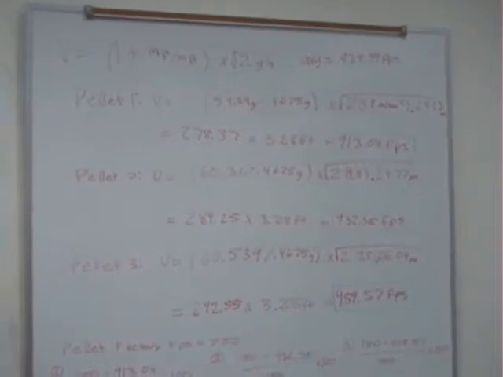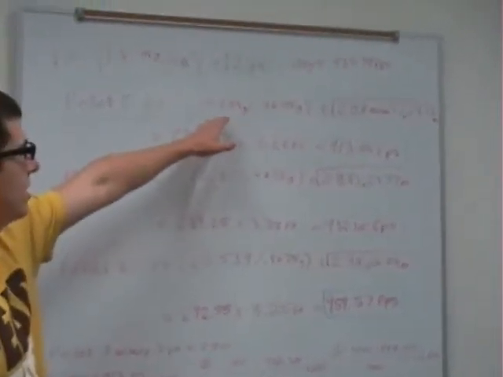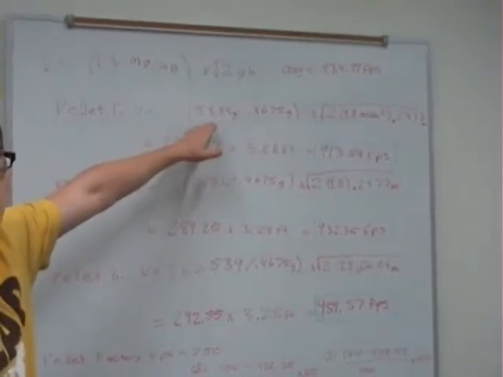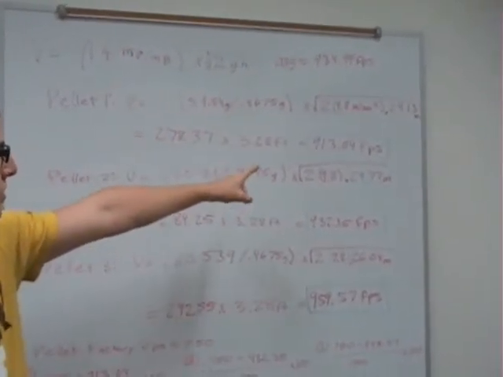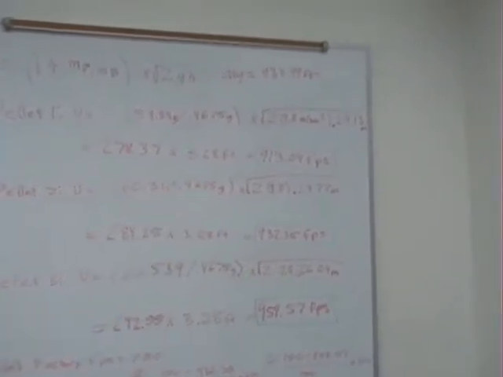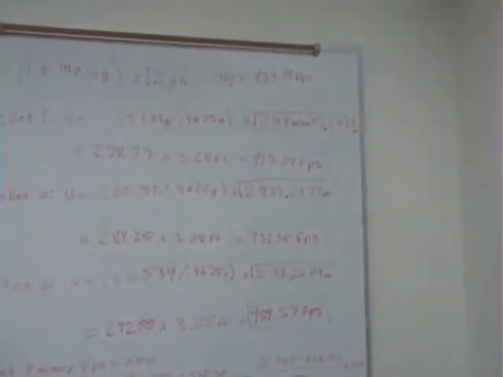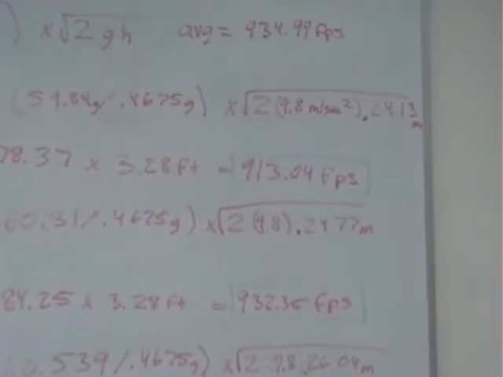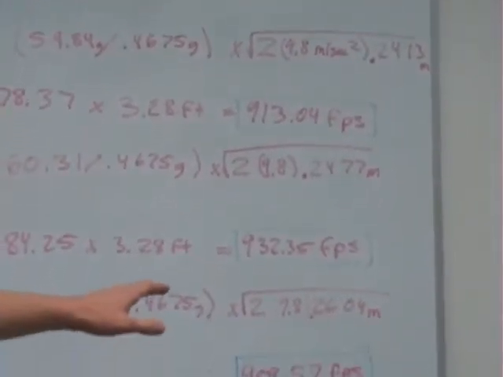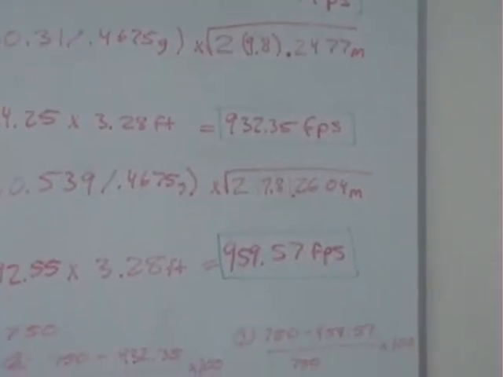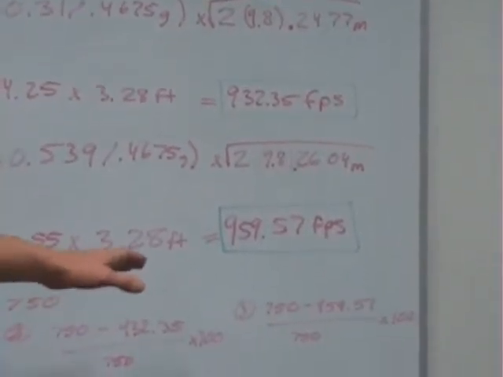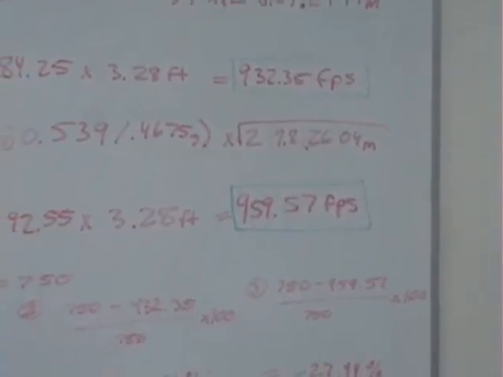We used the same formula to calculate the velocity of a pellet, and the mass here is the combined mass of the pendulum, the string, and the previous 3 BBs. Our total velocity for pellet number 1 came to 913.04 feet per second, and our velocity for pellet 2 came to 932.35 feet per second. And finally, our velocity for pellet 3 came to 959.57 feet per second.